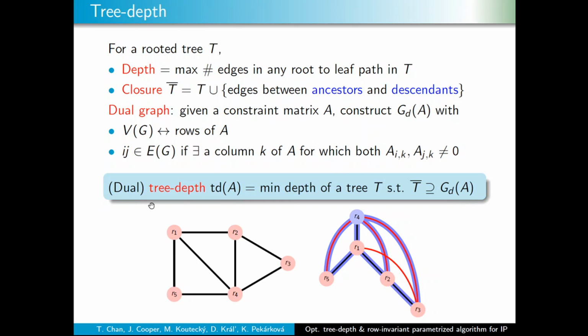So now we're equipped with these definitions, we can define the dual tree depth of a constraint matrix A. This is the smallest depth over all rooted trees whose closure contains the dual graph of A. So in the example below, I have a tree of depth 3, represented by the black edges, whose closure contains the left graph. So the left graph in this diagram is represented by the blue highlighted edges. And this shows that the tree depth of the leftmost graph is at most 3. Because this black tree has depth 3.